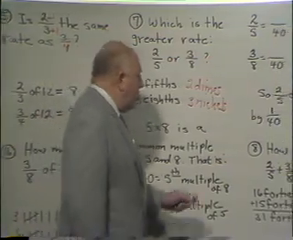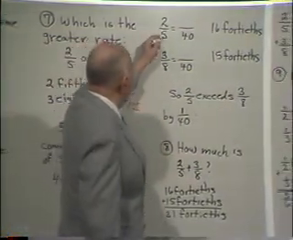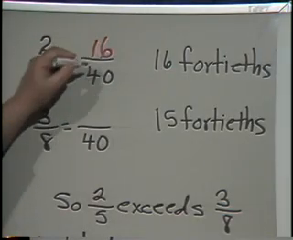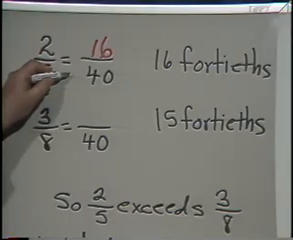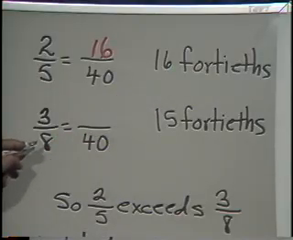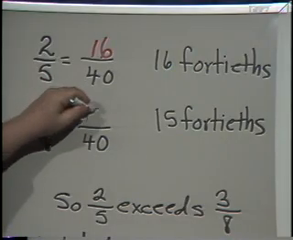We say, okay, let's compare 2/5 with 3/8. What's the best way to do this? 5 goes into 40 8 times. 8 times 2 is 16. See, 16/40, which when written out would look like this. What's 3/8? 8 goes into 40 5 times. 5 times 3 is 15.